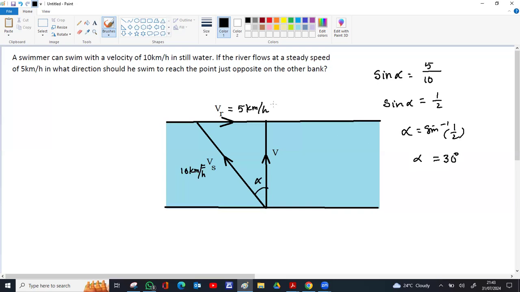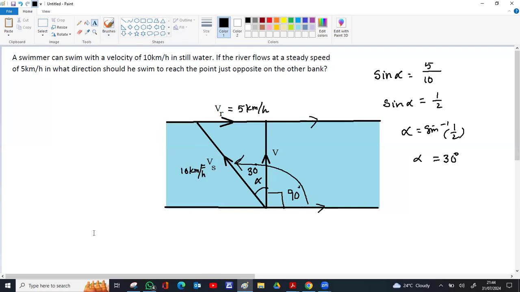So the answer can be: the person has to swim 30 degrees from the direction of the opposite point. Or you can say the river is flowing to the right, here or here, it's flowing to the right. So this is already 90 degrees. So the total angle he has to swim is 120 degrees from the direction of the river flow.